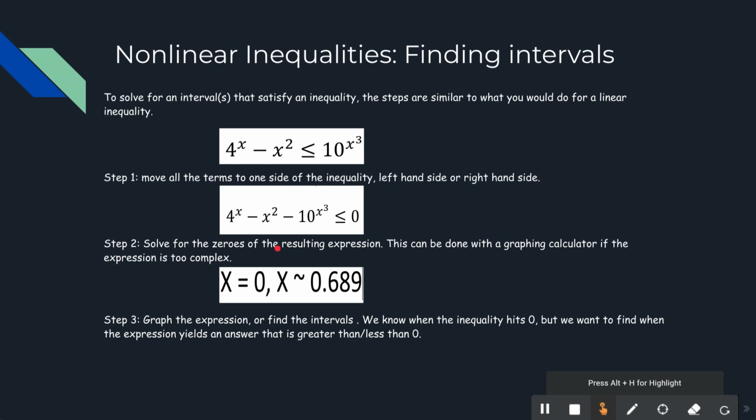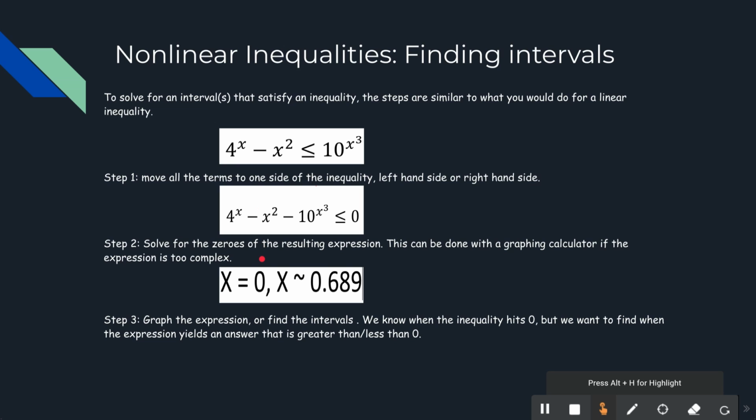So, here's a step-by-step procedure for finding the solution set to a nonlinear inequality. And the steps are similar to what you would do for a linear inequality. So first, when we get an expression like this, we want to move all the terms to one side of the inequality, as seen below. So you can choose whichever side you want. For now, I just moved it to the left-hand side.